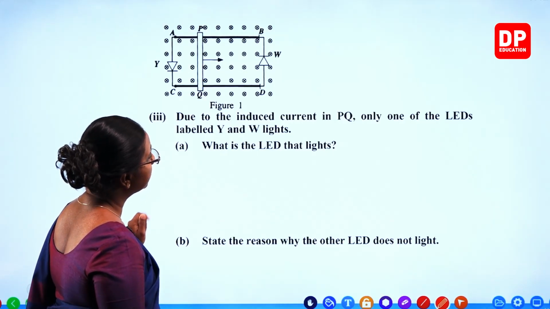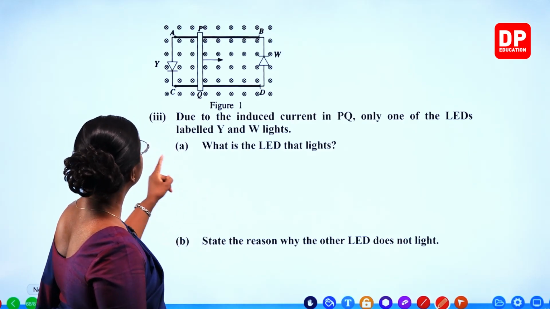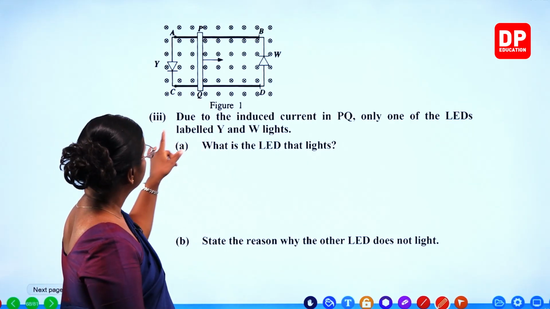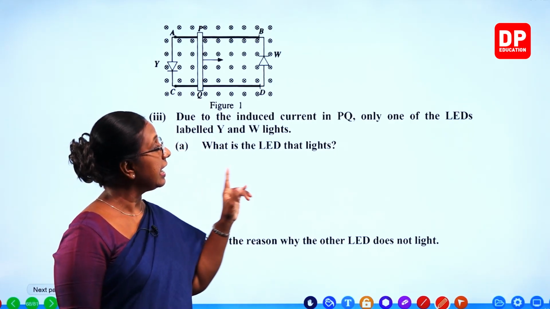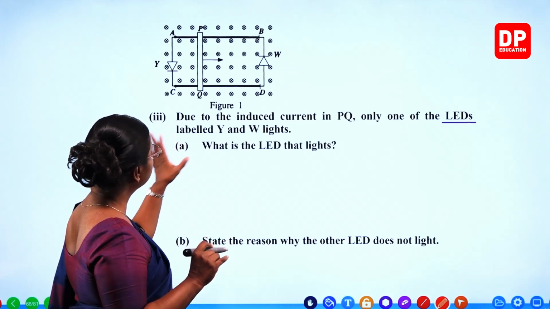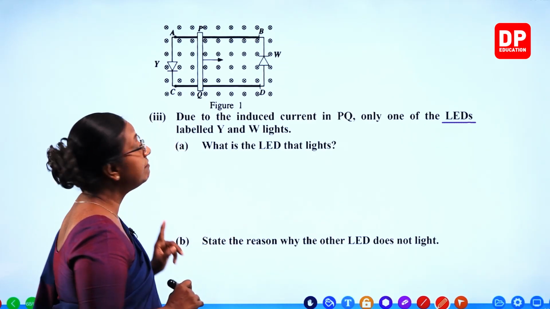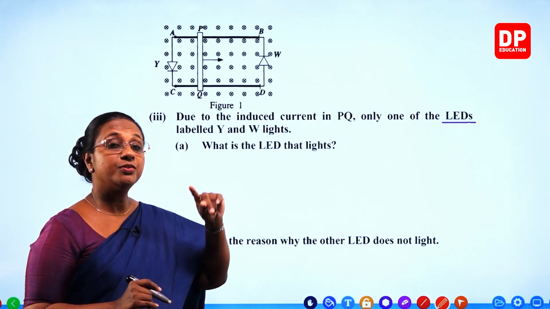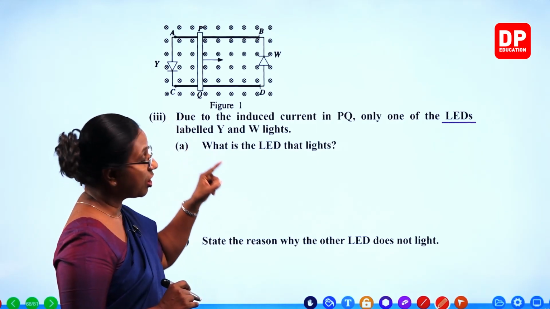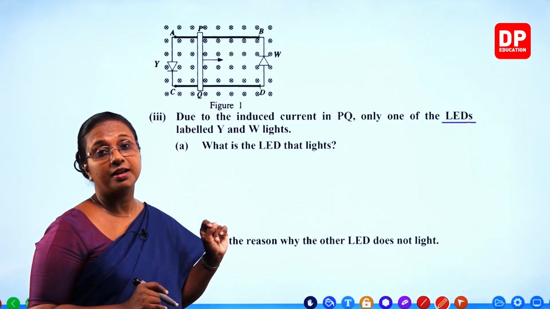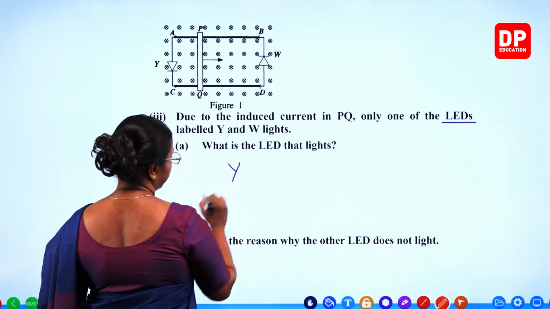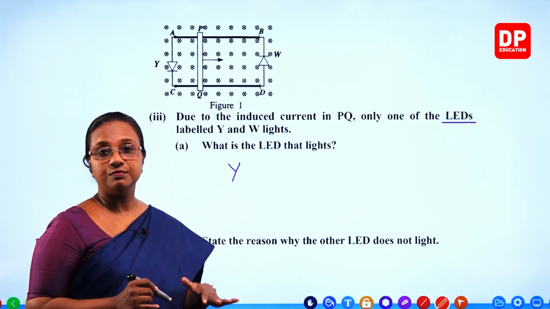Then the next one, the third one. Due to the induced current in PQ, only one of the LEDs labeled Y and W lights. So these are LEDs. The diagram shows the diodes, so they are LEDs, and they can light. Only one of them lights. So we identified that LED Y will light. Why? That is the only diode that is forward biased in the direction of the current flow. W is not forward biased in the direction of the current flow. So what is the LED that lights? We already identified Y. You can write it as Y or LED Y.